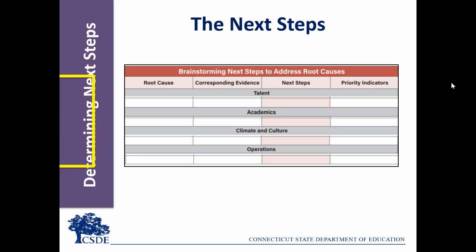Start with the root cause identified in step 4. Provide the data and evidence identified in step 1 that corresponds to the root cause. Next, priority indicators are the categories being addressed. For those using this tool as a part of your work with SIG or Commissioners Network, please identify the corresponding indicator from the TACO framework. With the root cause in mind, brainstorm a broad action step to address this root cause.